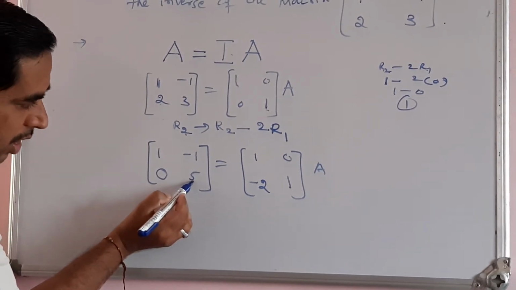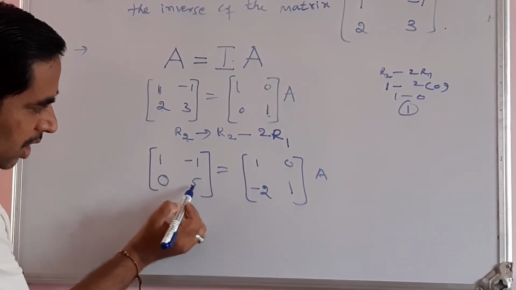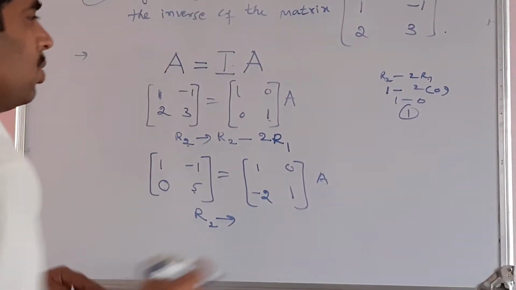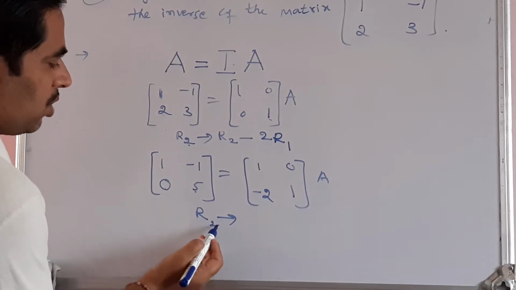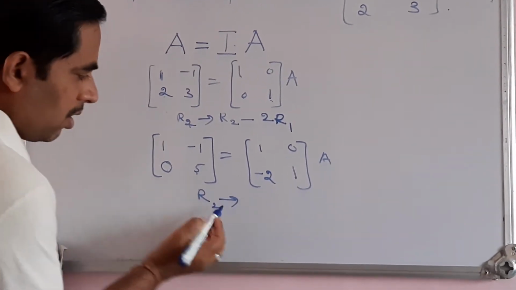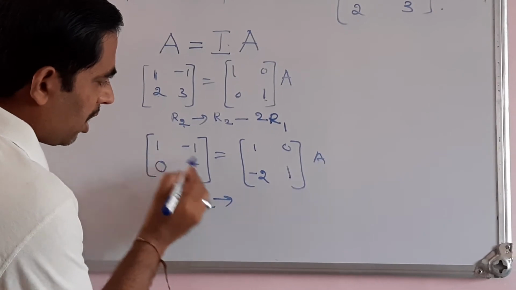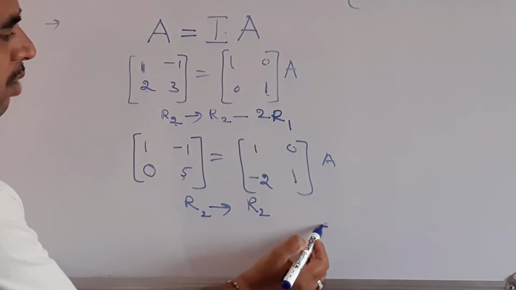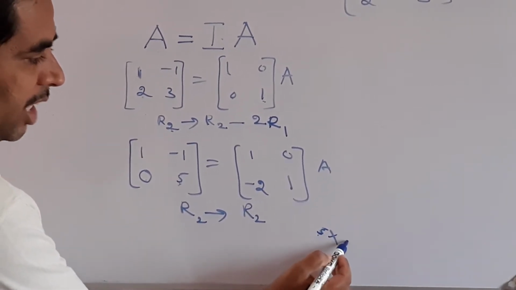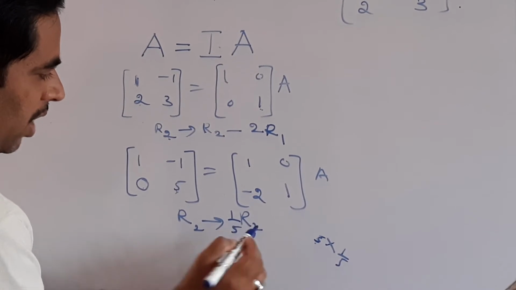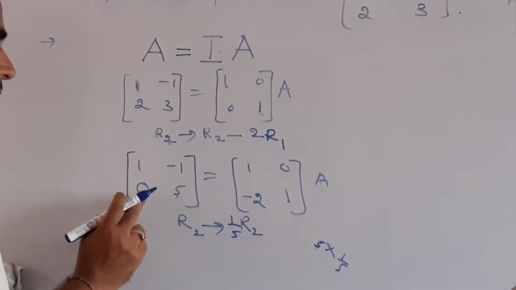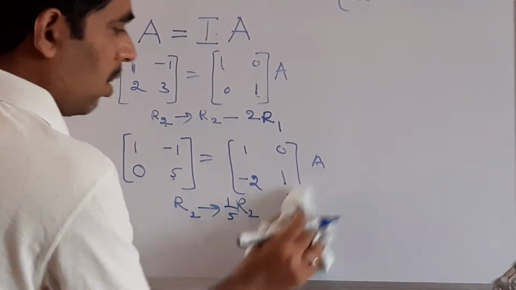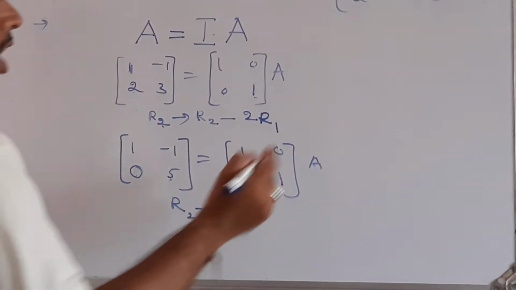Next I concentrate on this 5. See 0 1, so can I make this 1? I can apply R2 on the second row, R2 changes to, so what should I do here? To make this element 1, you multiply every element of the second row by, see 5 is there, so I can multiply it by its multiplicative inverse, 1 by 5. If I multiply every element by 1 by 5, 1 by 5 into 0 will be 0, 1 by 5 into 5 gives me 1. So I will write R2 changes to 1 by 5 R2.